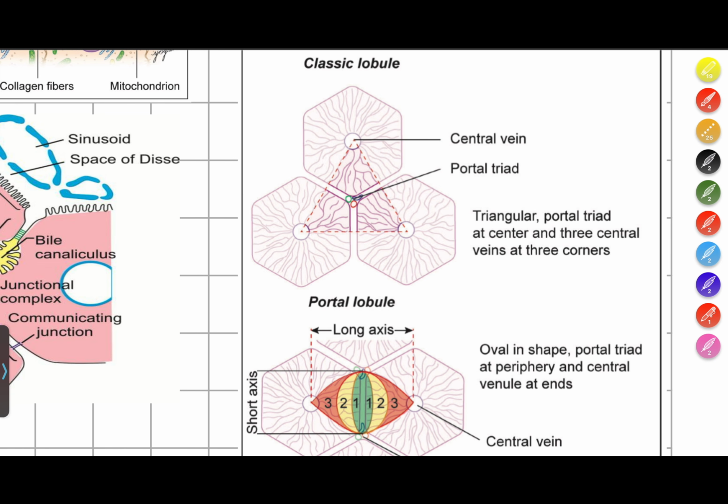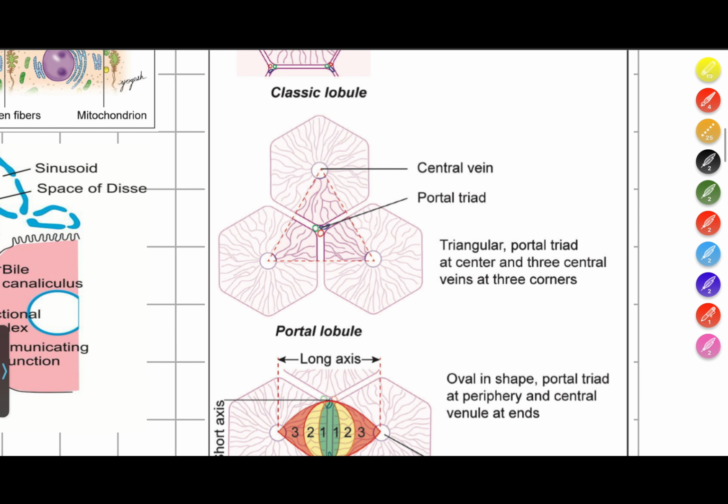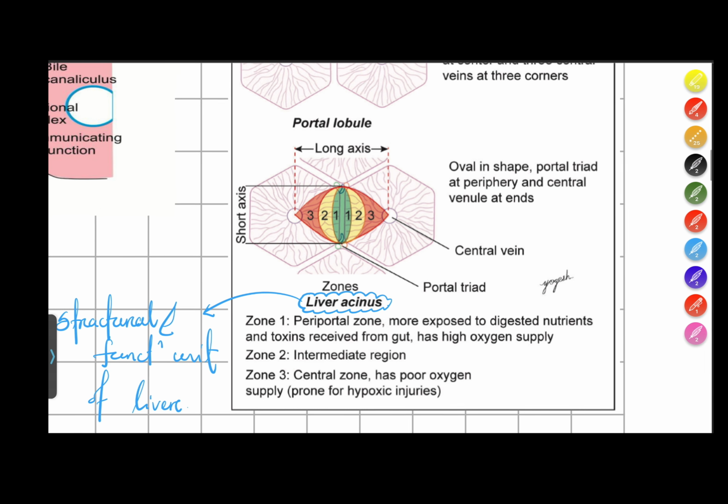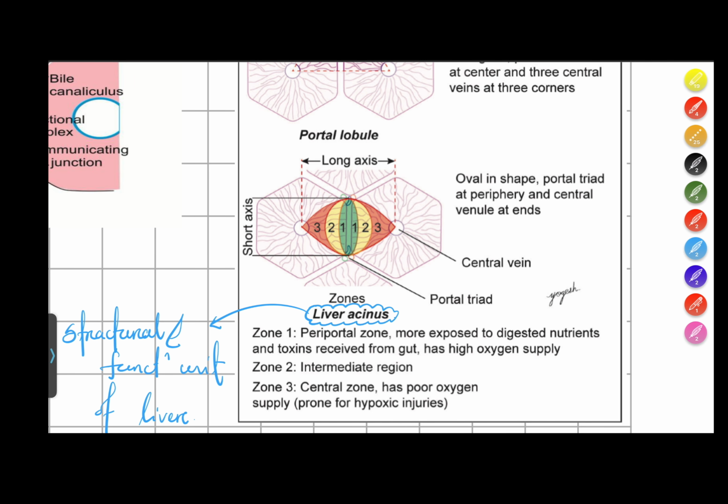And the portal lobule. In the classical lobule, we were taking central vein as the center. In the portal lobule, we are taking portal triad as the center and connecting the central veins of the three classical lobules. The last one is liver acinus. When we take two classical lobules and join the central vein to the portal triad, the portal triad to the central vein, to the portal triad, to the central vein, then the structure we get is the liver acinus.